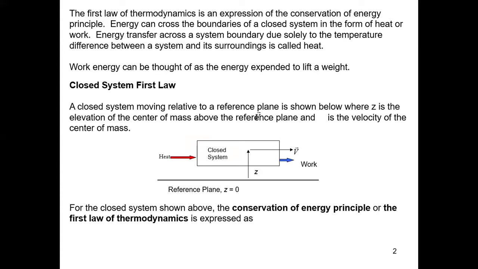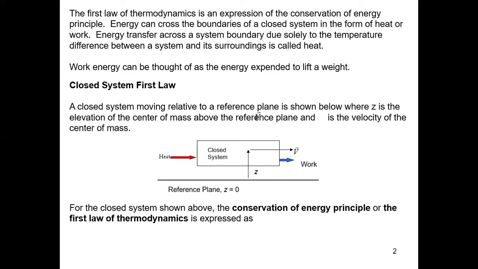Work energy can be thought of as energy expended to lift a weight. A closed system moving relative to a reference plane, which is the horizontal line, is shown below, where z is the elevation of the center of the mass above the reference plane. So z is the elevation and v is the velocity. V bar is the velocity of the center of mass.